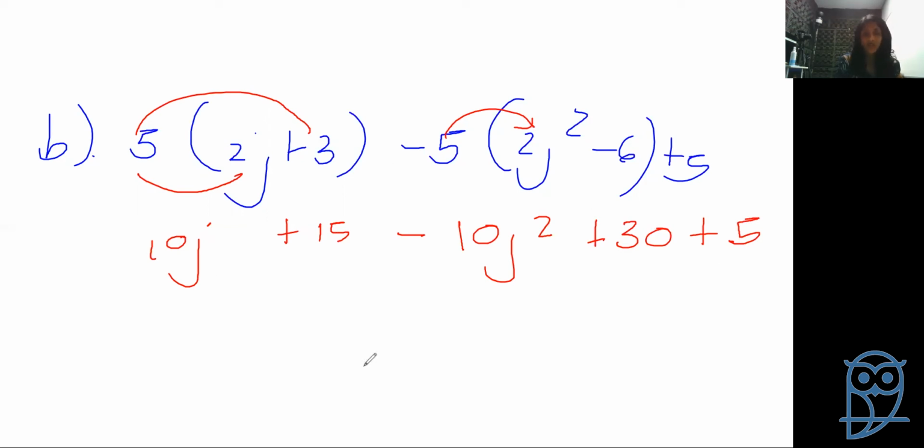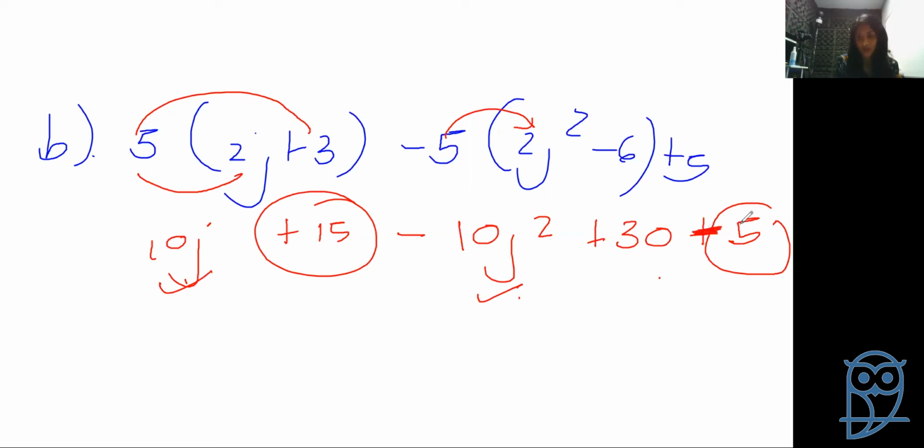Okay, now what do we do? We need to simplify by collecting the like terms. Which ones are the like terms? So the like terms here are this one and this one. So firstly we're going to say 10j plus 10j, and then we've got 15 and then we've got 5 that add up together. But 15 plus 5, no, sorry, this is meant to be a minus. 15 minus 5 is going to give us 10, and 10 plus 30 will give us 40.